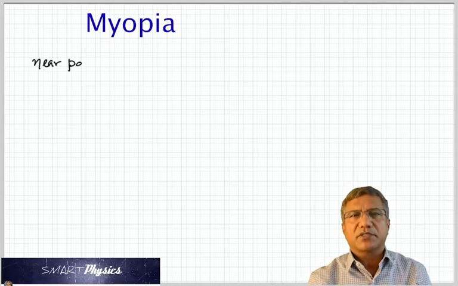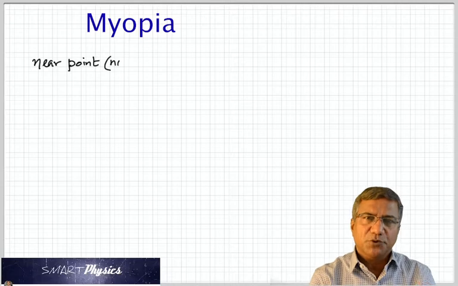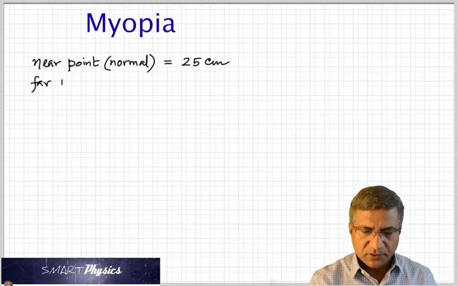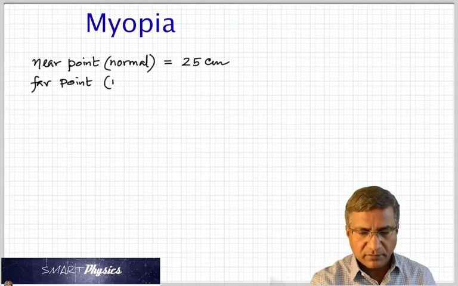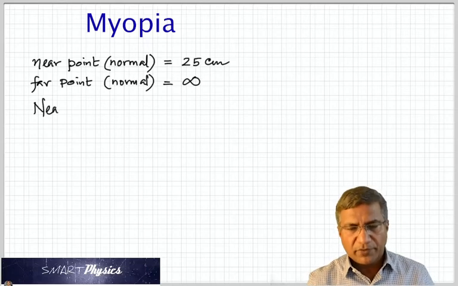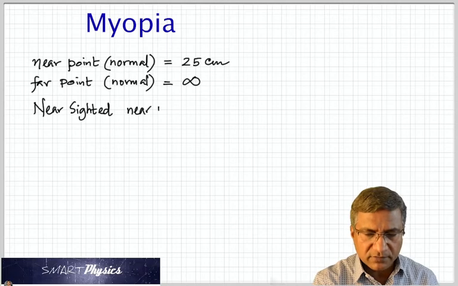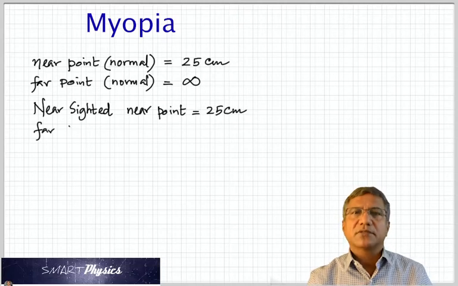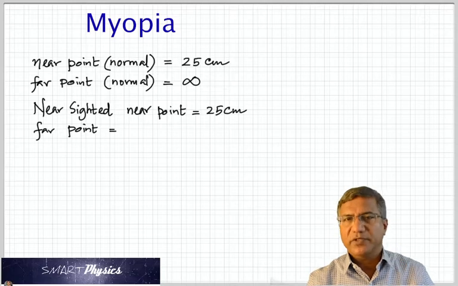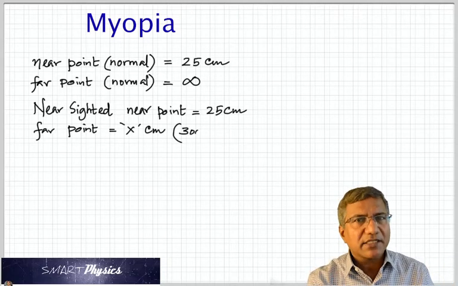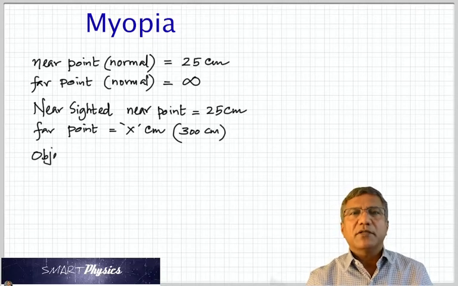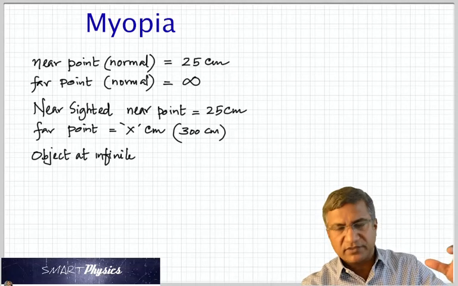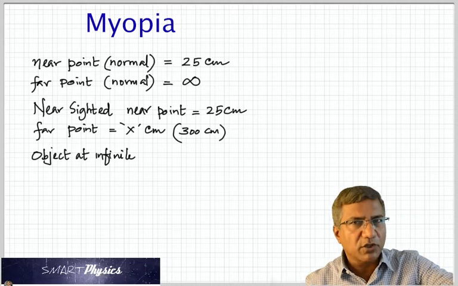So I'm just trying to summarize again. For a normal eye, the near point is 25 centimeters and the far point is infinity. Okay, and then if it's nearsightedness, the near point is still 25 centimeters, but the far point is not infinity. It is something, let's say X centimeters, and we are assuming that it's 300 centimeters in this case. So when you use those corrective lenses, the person should be able to see all the way up to infinity.